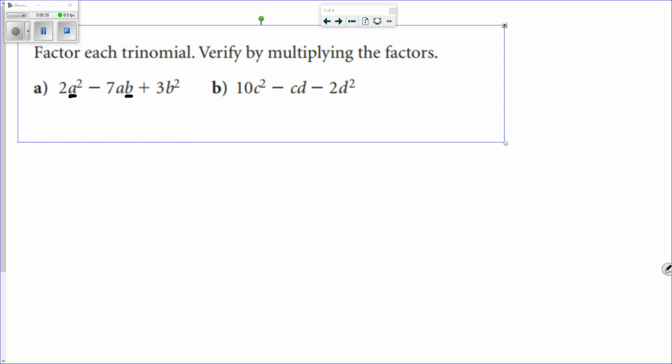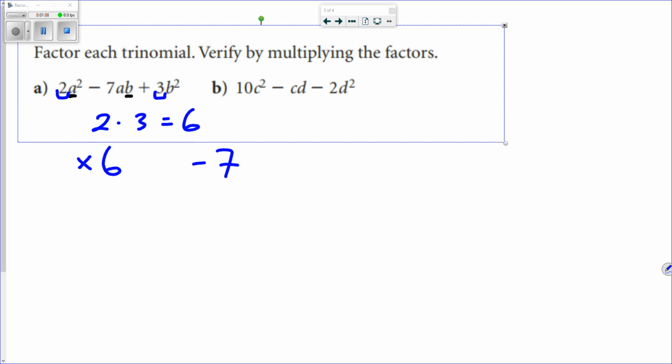So we need to take a look at our coefficients of the first term, as we have been, and the coefficient of our last term. We have 2, we have 3. And again, we're going to multiply those. So we're going to factor by decomposition. So we need 2 numbers that multiply to 6 and add to -7.